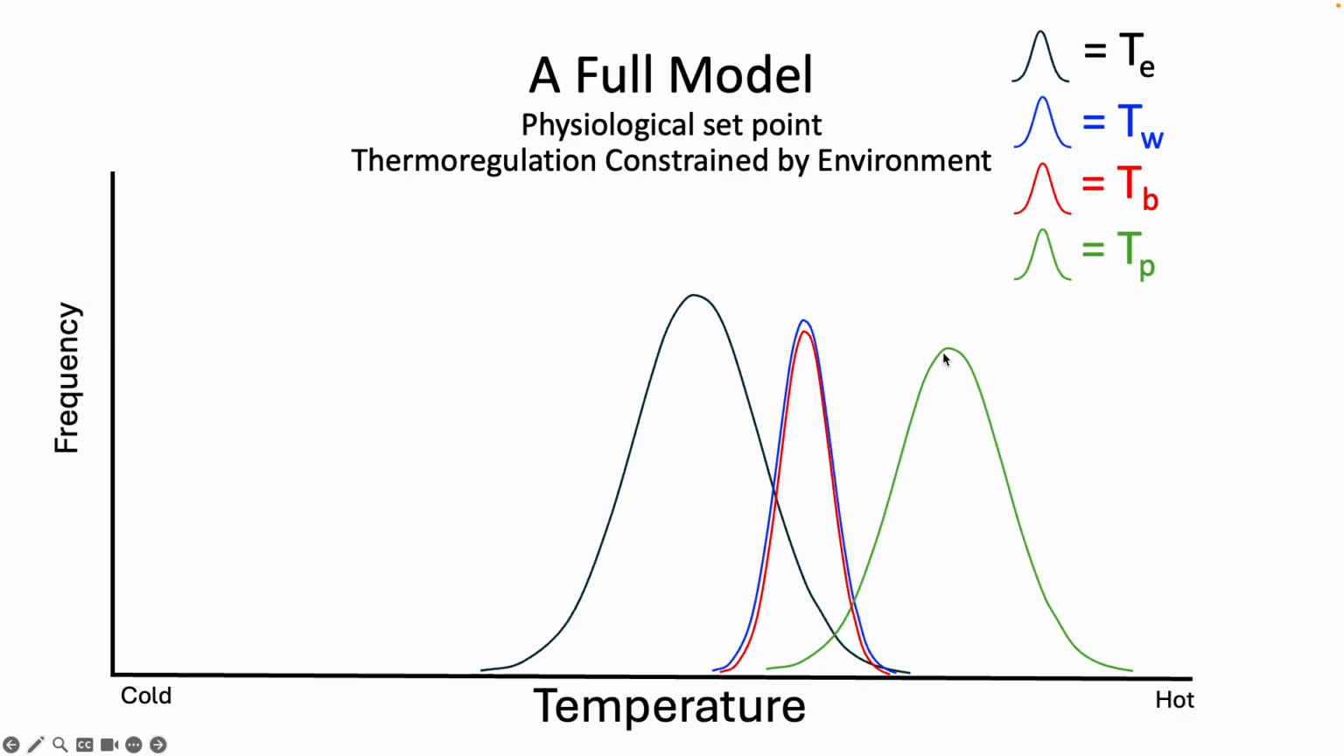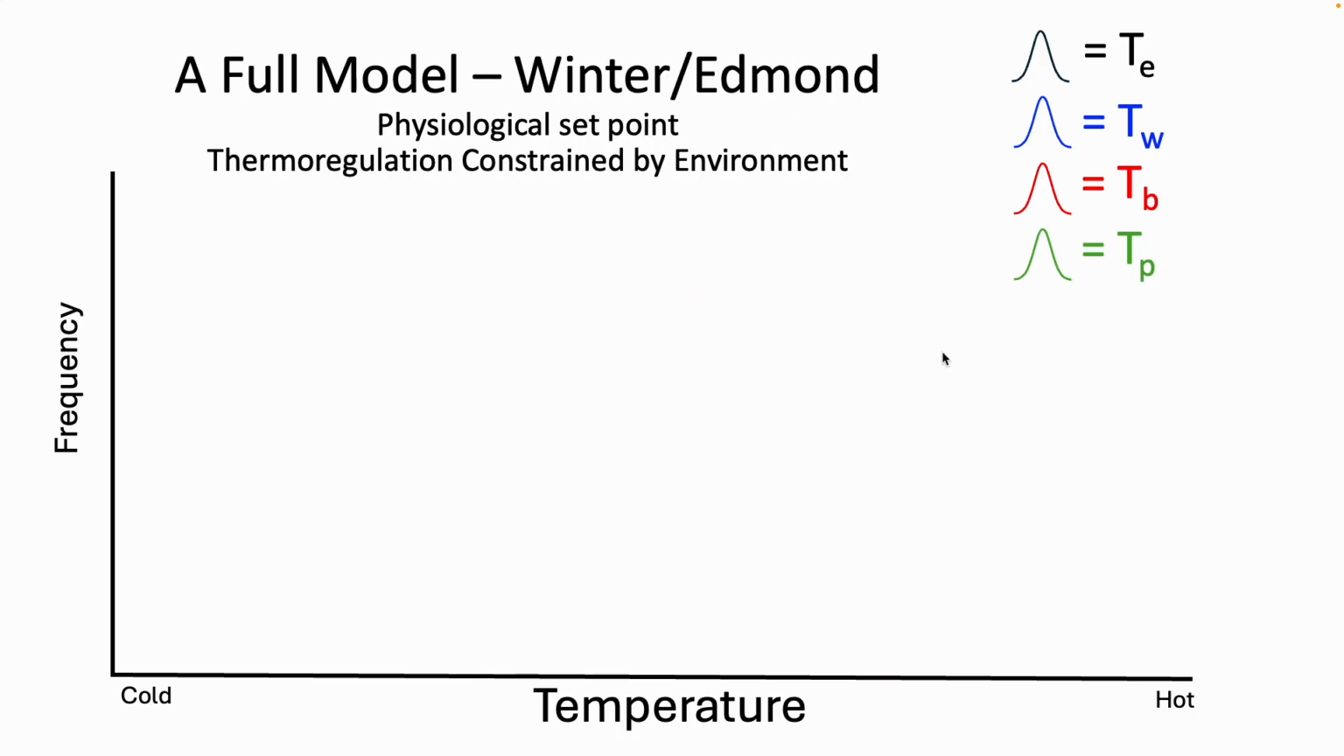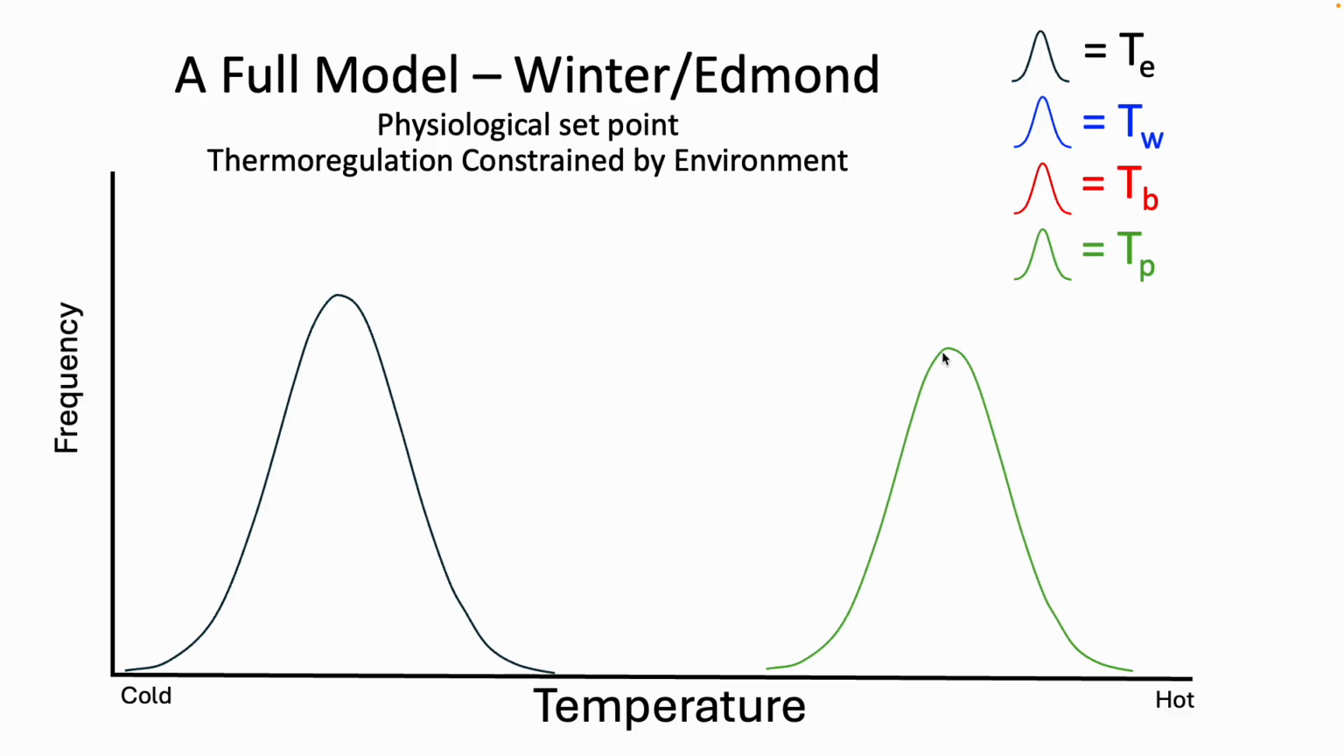At the same time, that population and season will also be affecting this. Well, how does population and season affect this? Well, now imagine that you're in wintertime in Edmond, Oklahoma. Your preferred temperature is still way up here. But your environmental temperature is now really cold because it's January in Edmond, Oklahoma.